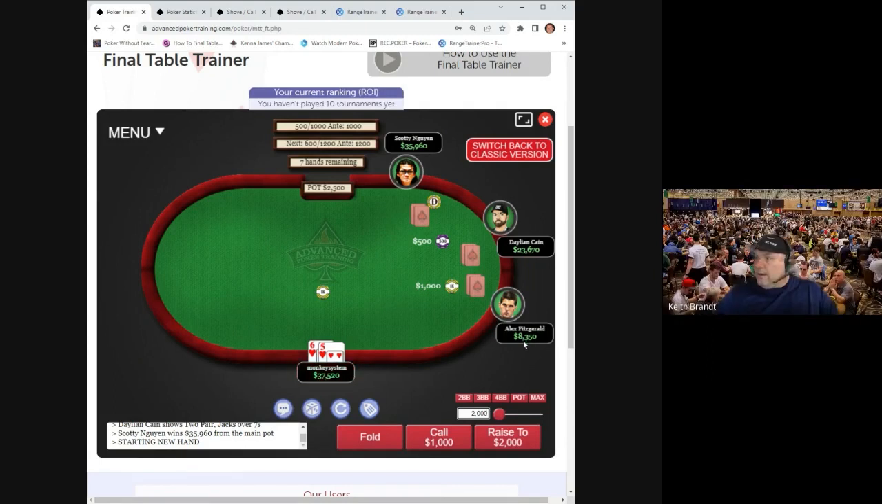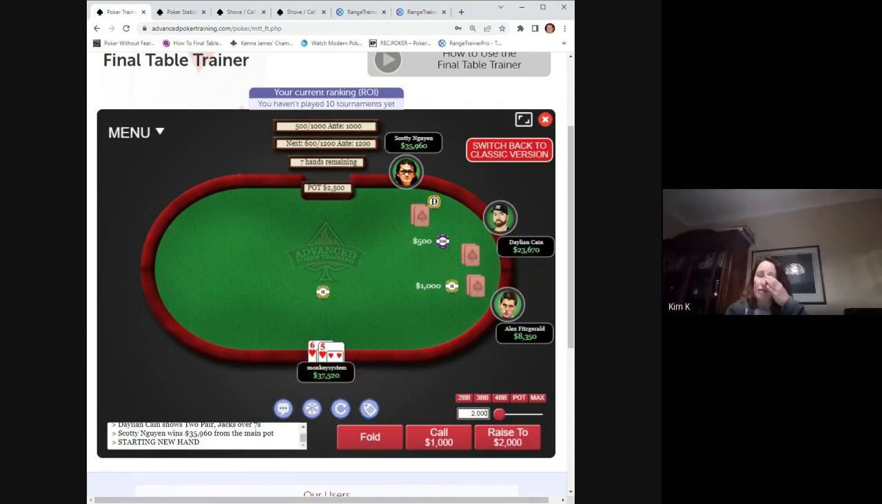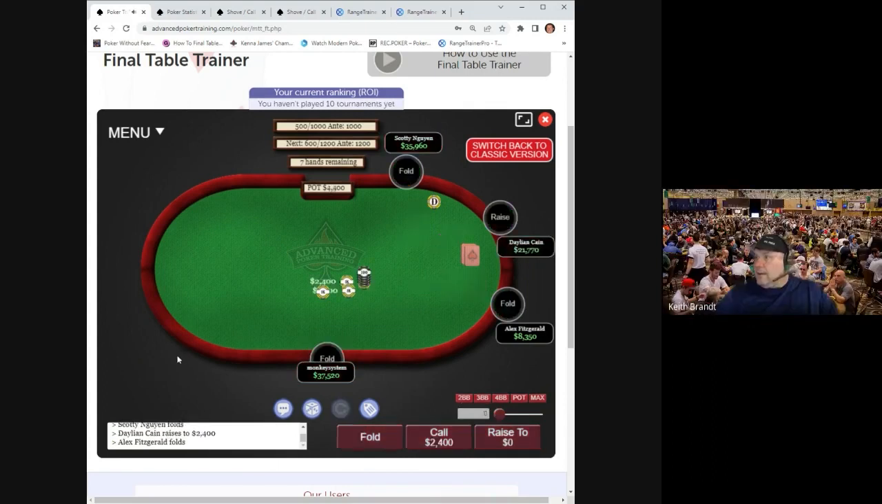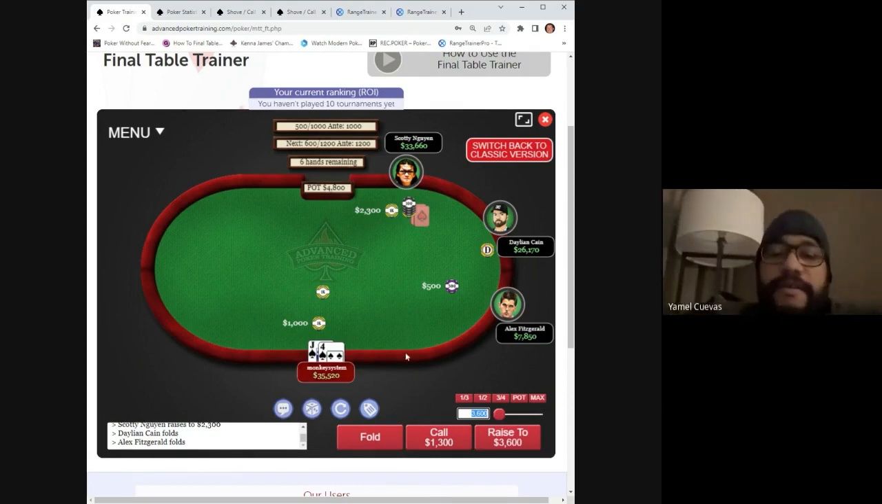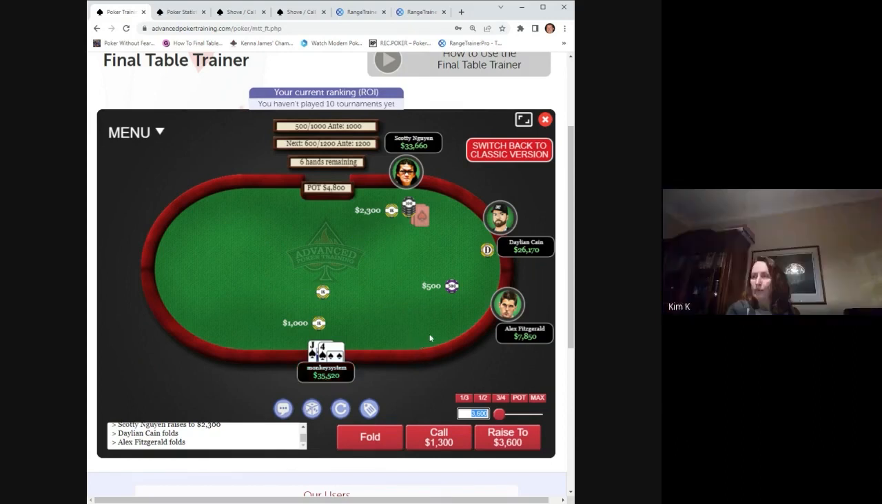Eight big blinds here. We have to call off. So no, I would just fold. This is one of those situations because we're getting 1,300 into 4,800. I think we have great odds here. Yeah, I don't like it though.